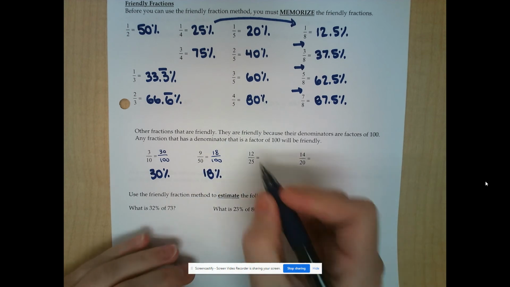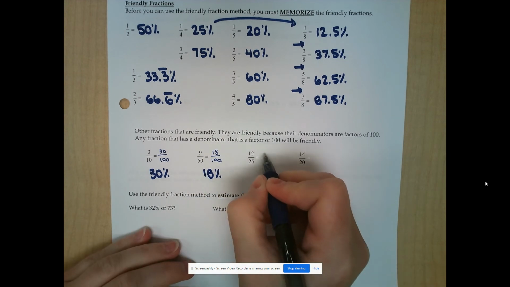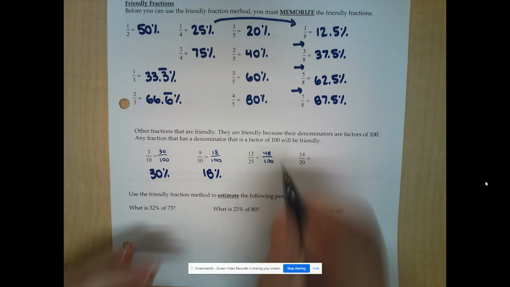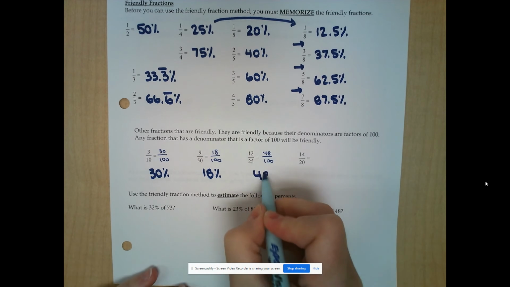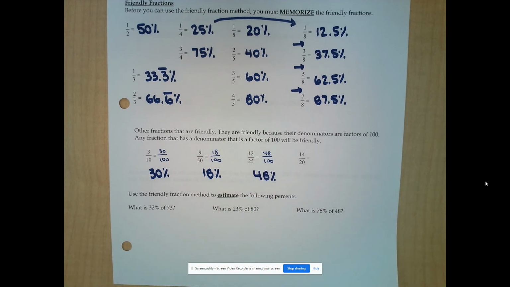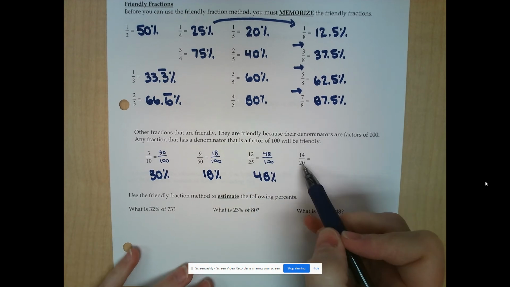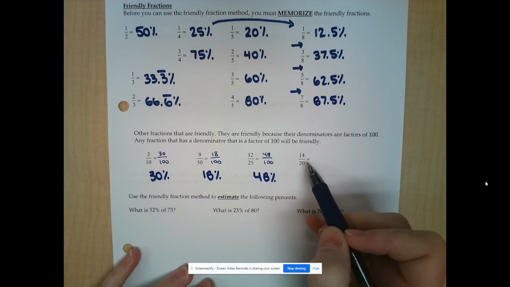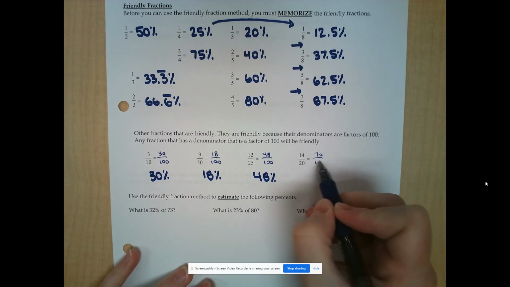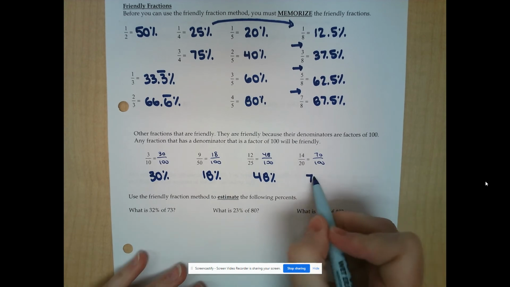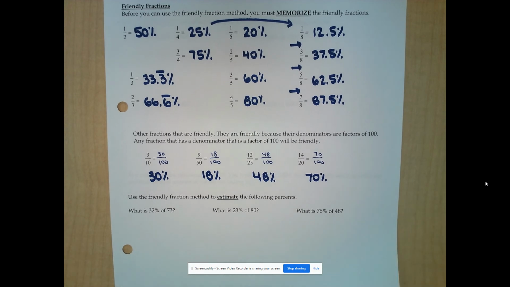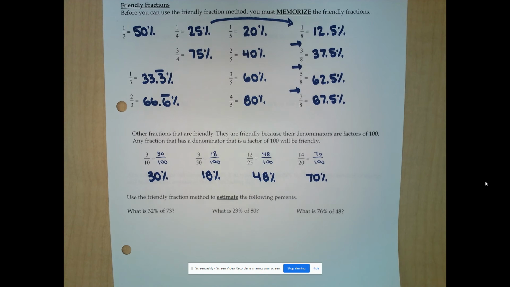25 goes into 100 4 times, so if I do times 4 times 4, I would get 48 over 100, which is why it's easy to get 48%. And we just said above that 20 goes into 100 5 times, so if I do times 5 times 5, I get 70 over 100 or 70%. So some fractions are considered friendly because of their relationship to 100.